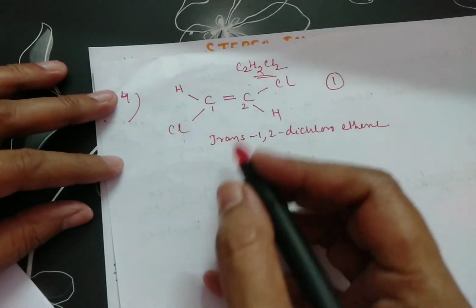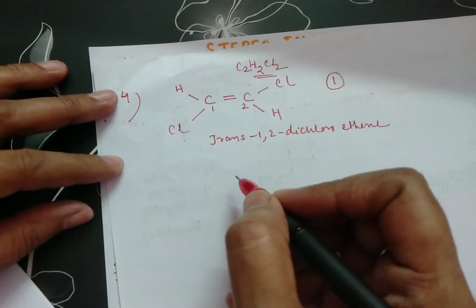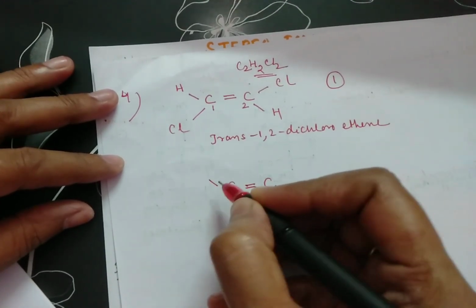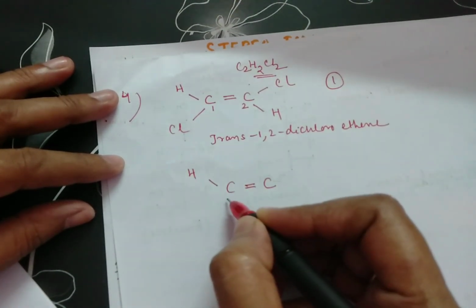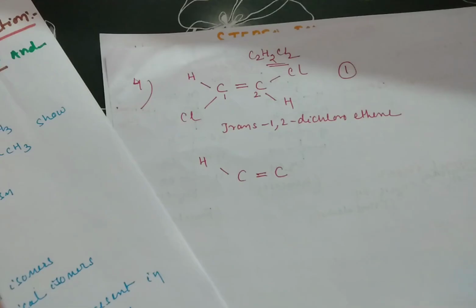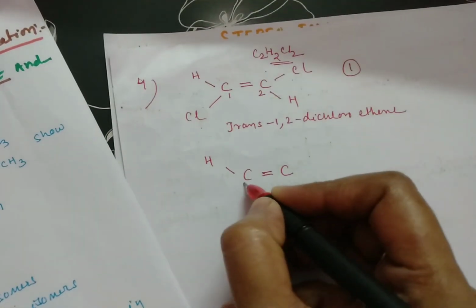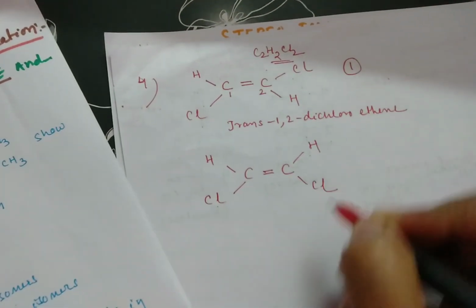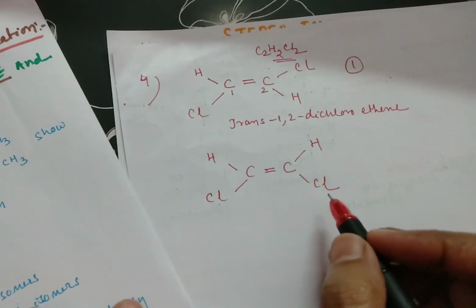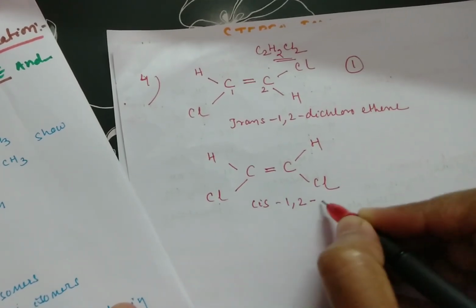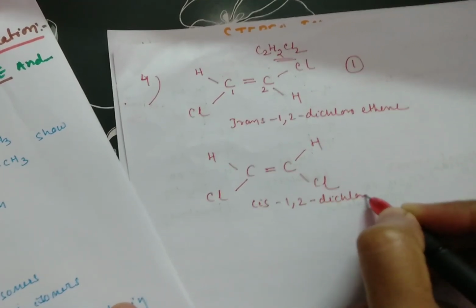Now next, if I write the trans form, I can write the cis form also. So if I write the cis form, C double bond C, this is your H. Now see here, this is your Cl, this is H, and this is Cl. Two same groups are on one side of the double bond, so it is your cis 1,2-dichloroethene.